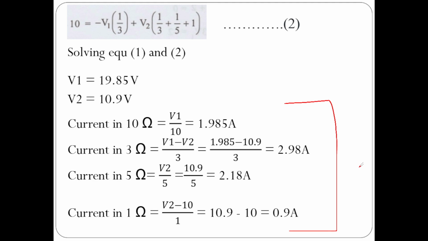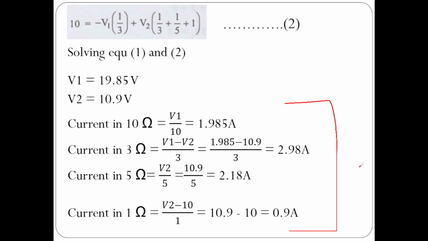So next problem. In the circuit shown below, determine all the branch currents using mesh analysis. So here in this circuit we have to determine the branch currents, means current in 4 ohms, current in 8 ohms and current in 6 ohms. Okay, by using what? Mesh analysis. Mesh analysis means you have to implement Kirchhoff's voltage law, KVL.